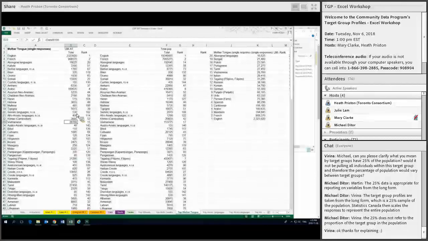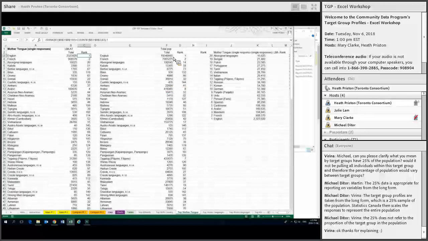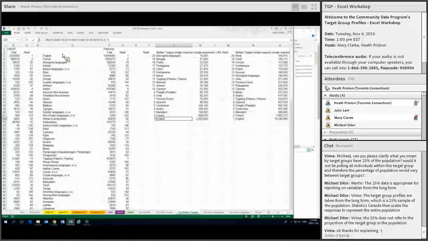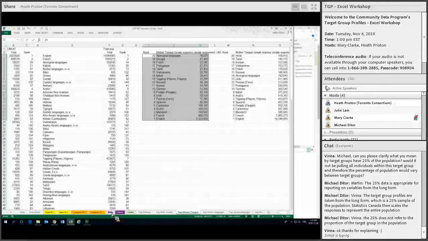So this is probably the most complicated part of the tool. I'm just going to hop over to this page where we're calculating it. What this is doing here is pulling over data for mother tongue single responses from the page where we've organized the data, with all of the languages, and pulling across the value associated with each. This next column is assigning a rank to it. It's just a little formula that says, okay, this number here for English, where does it rank in the whole long list of mother tongue languages? And then we're doing the same thing over here for the total population. The different numbers there.